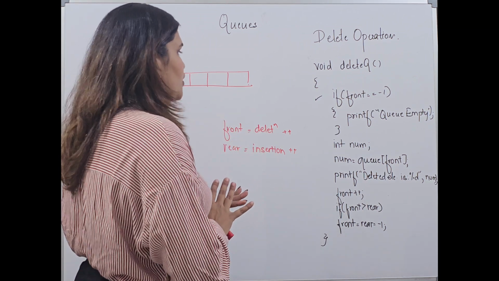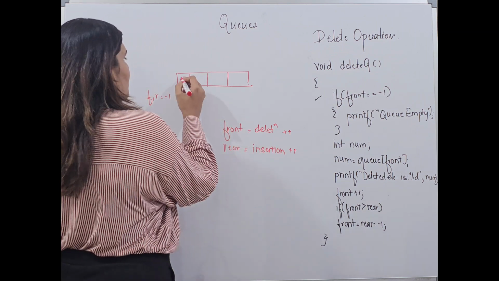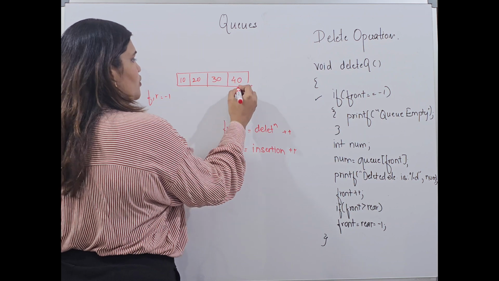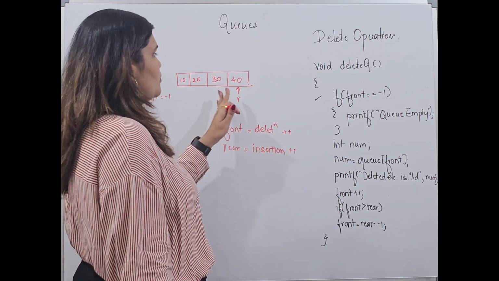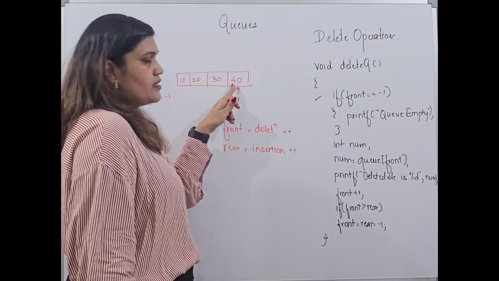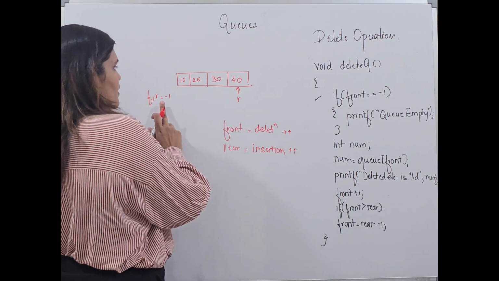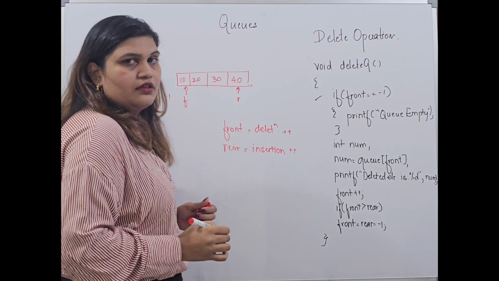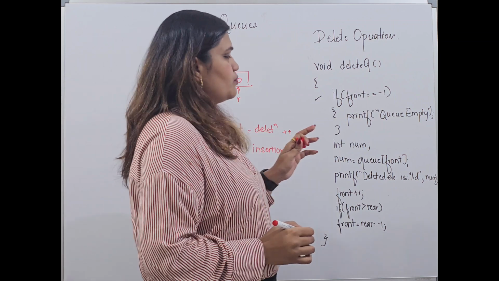Now next, if my queue is not empty, how will the deletion happen? As we already know, with 10, 20, 30, 40, your rear will be pointing here because rear goes on incrementing as and when you insert. So the last element that is inserted, your rear will be pointing there. And your front, which was -1, as and when you insert your first element, your front points to the 0 location. So now when I want to delete an element, what am I supposed to do?